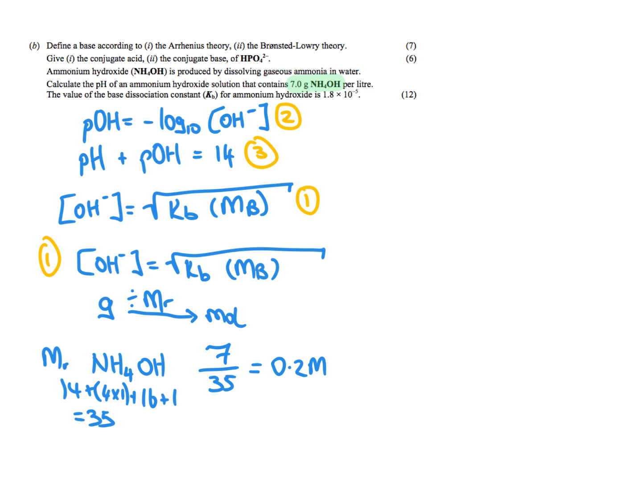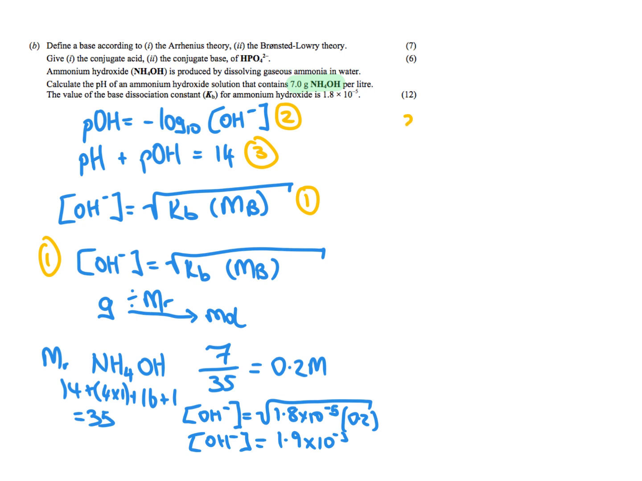So I can now calculate the concentration of the OH minus ion just by filling in. I know that my Kb value, it's down here already, it's 1.8 by 10 to the power minus 5, and that needs to be multiplied now by 0.2. Now, when I do that, I get an OH minus ion concentration of 1.9 by 10 to the power of minus 3. So that's my OH minus ion concentration. So that is step 1 completed.